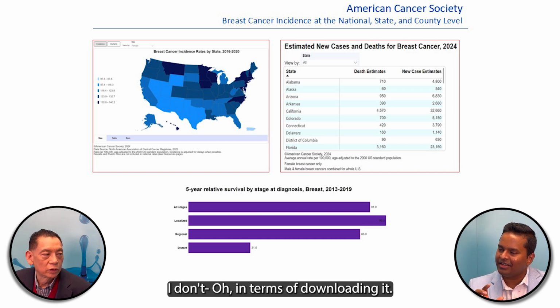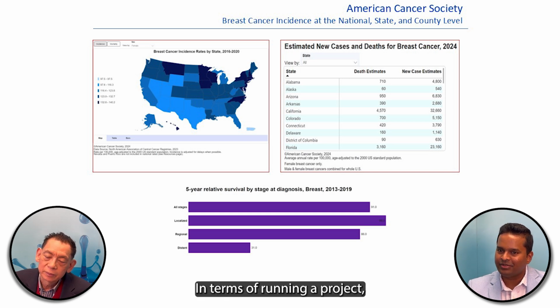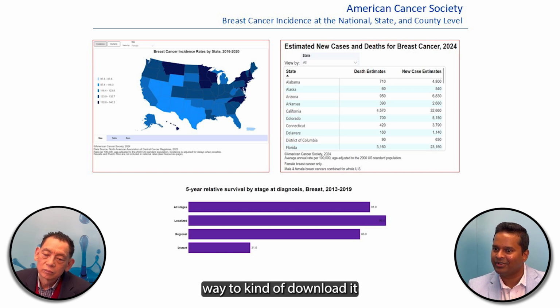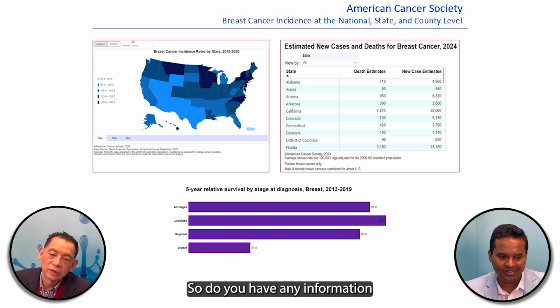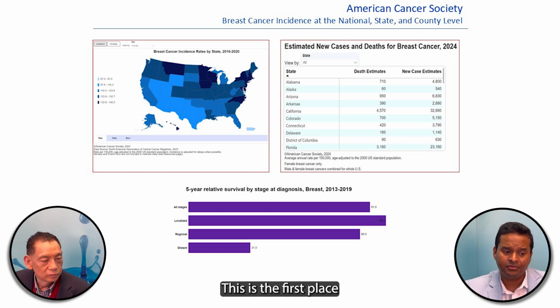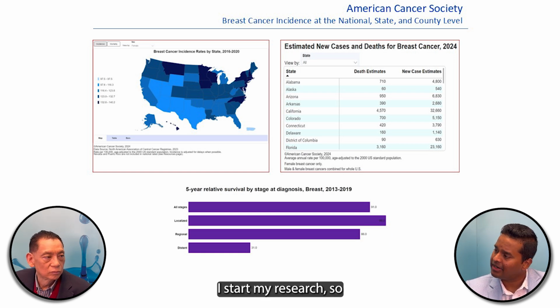Oh, in terms of downloading, you're talking about. In terms of running a project, I would like to have US cancer stats at much more easier way to kind of download it and take all it out. So do you have any information that makes it kind of worth our looking at? This is the first place I start my research.